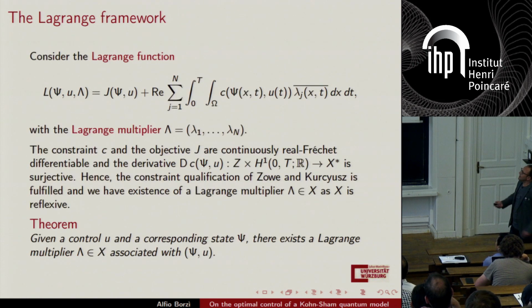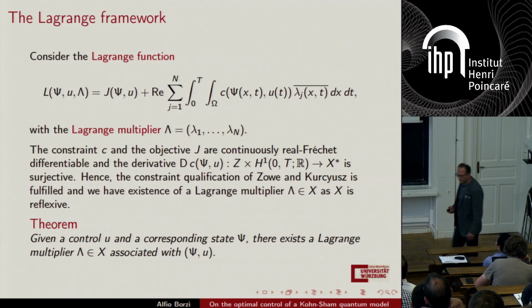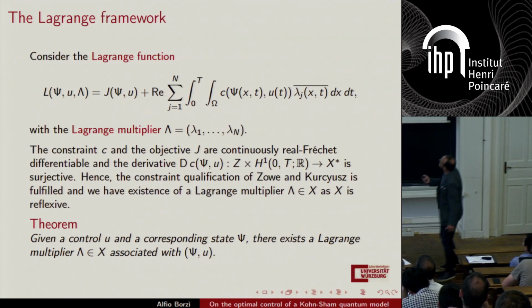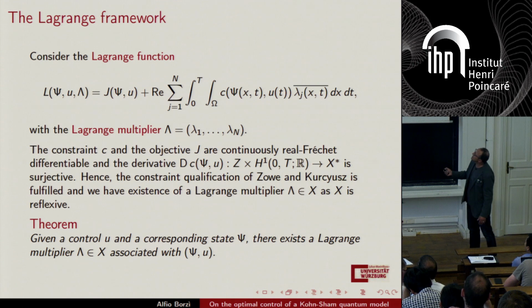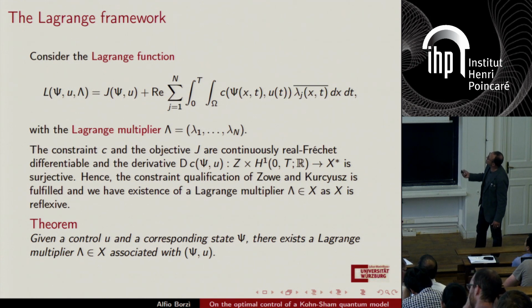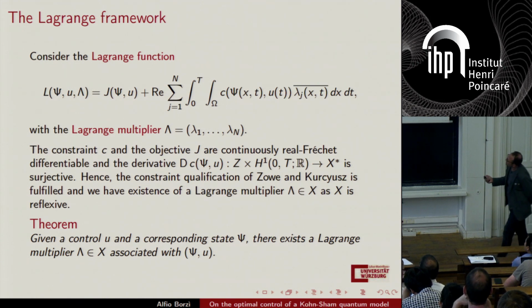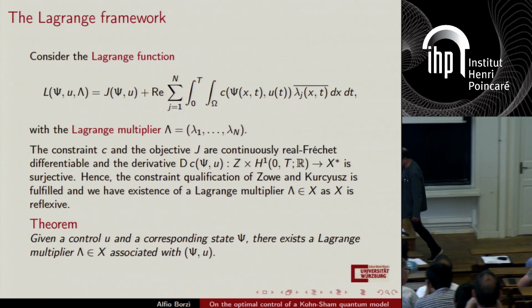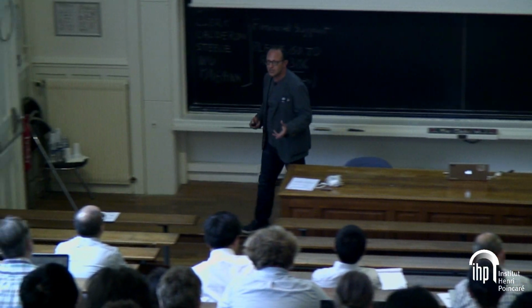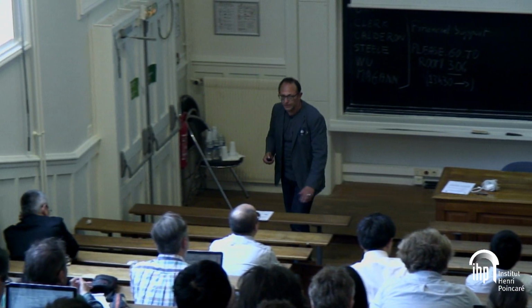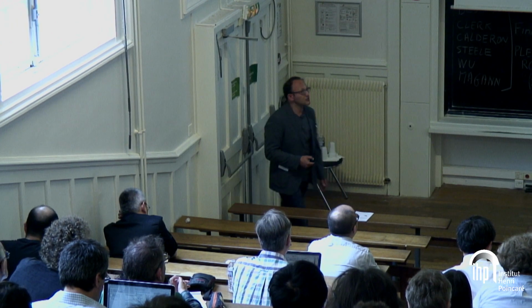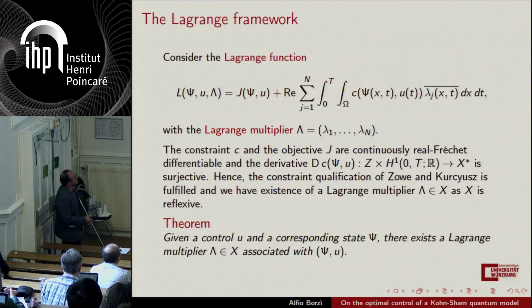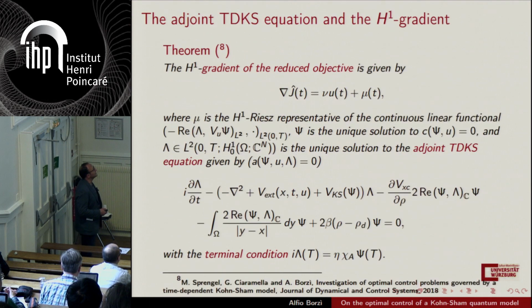And then, finally, we have the Lagrange function, which must be real here, because this is a complex function. By using the famous Zowe-Kurcyusz theorem, we have a characterization: if this Fréchet derivative of C is surjective, then we have existence of a Lagrange multiplier. And in fact, this Lagrange multiplier is in the space X where we have it.